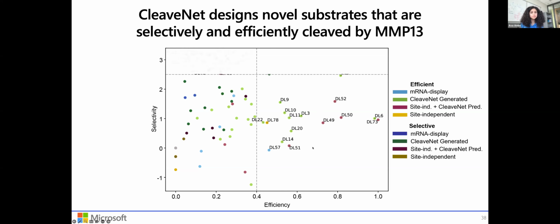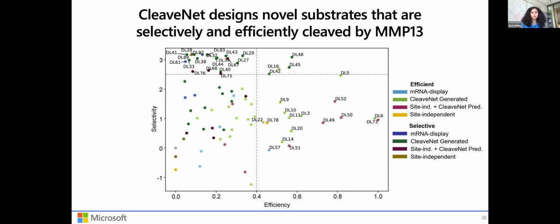appear in this bottom right quadrant. We were also finding a very high concentration of substrates from the conditionally guided model in the top left, where we have high selectivity but poor efficiency. But most encouragingly is what we observe in this top right quadrant, where now we have a handful of substrates that are high in selectivity and high in efficiency.